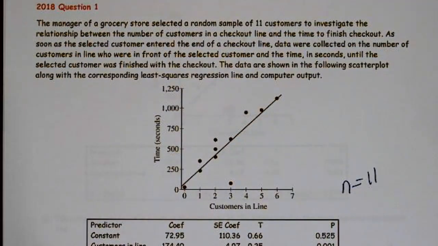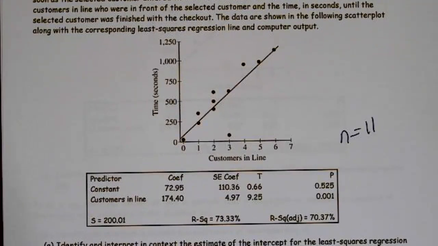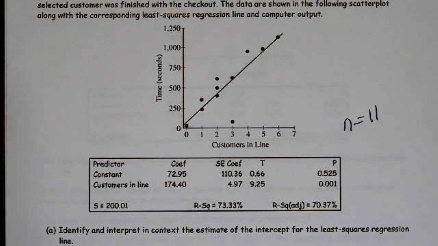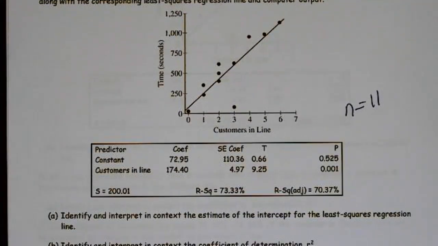As soon as a selected customer entered the end of a checkout line, data were collected on the number of customers in line in front of the selected customer and the time in seconds until the selected customer was finished with the checkout. The data are shown in the following scatter plot, along with the corresponding least squares regression line and computer output. Identify and interpret in context the estimate of the intercept for the least squares regression line.